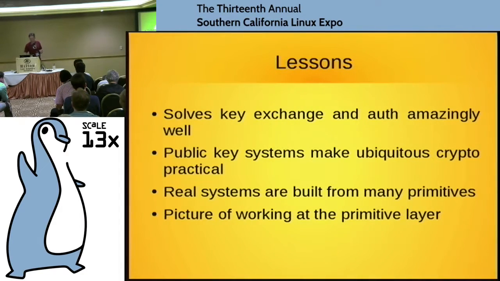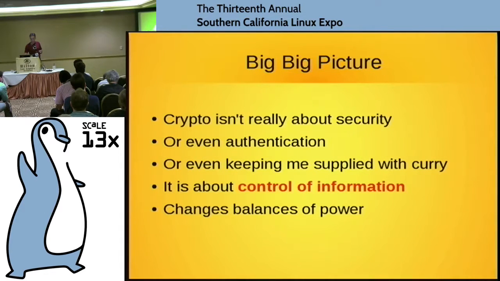So I'm done. That's everything I want to say, except since we did a big picture talk, I want to say something about the big picture, okay? And that's that cryptography isn't really about security. It's not even about authentication, and as much as it hurts me, it's not even about letting me order curry on the internet. It's about control of information, and that means that cryptography is not an innocent pursuit, and it's not an apolitical pursuit. It actually changes balances of power, okay?